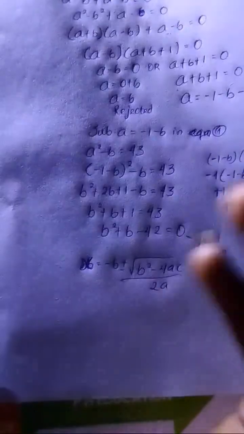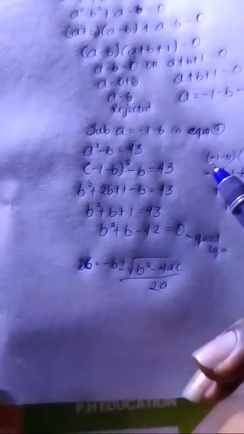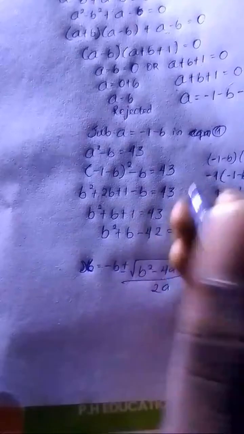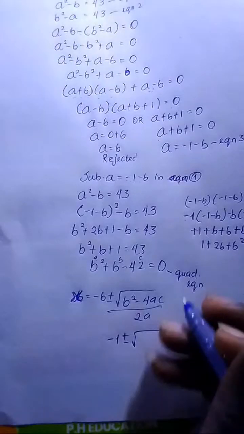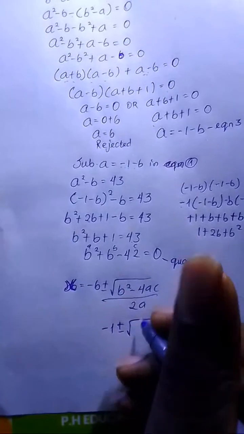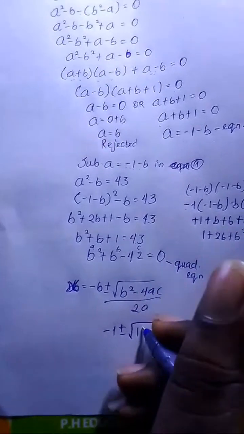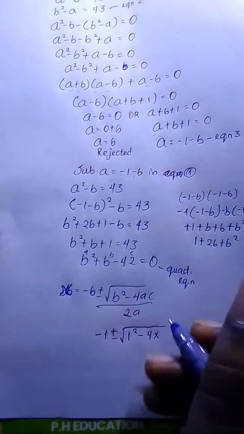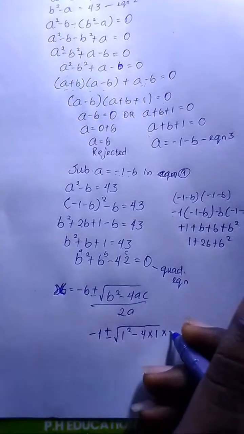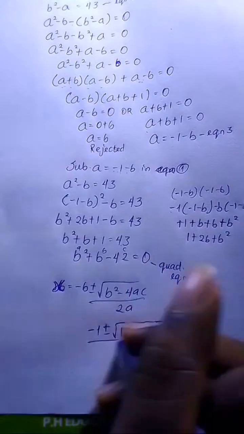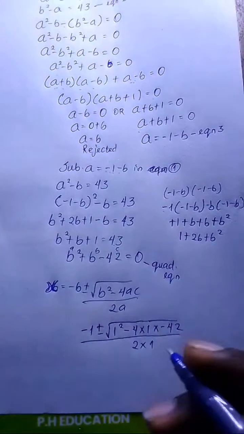If I'm to use this formula, from here we have, let this be a, b, c, right? So from here we have minus b, so minus b becomes minus 1, plus or minus square root b squared. So our b squared is now 1 squared minus 4 times a, which is 1, times c, which is minus 42, over 2a, 2 times 1, right?